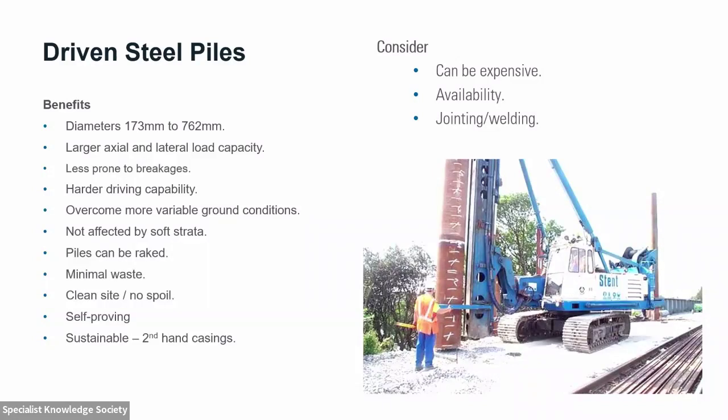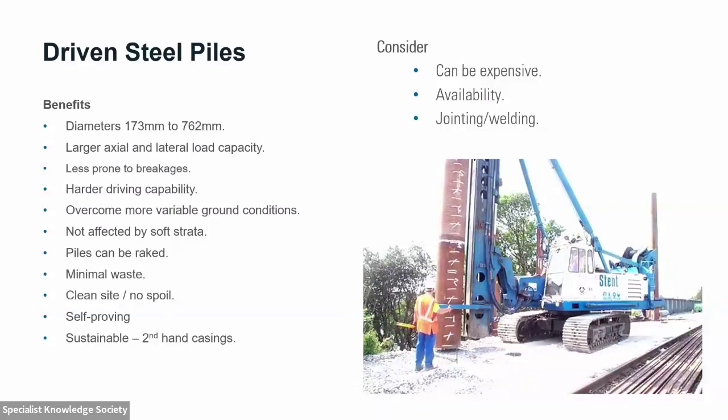So if you're wanting to get a higher load capacity out of your driven pile, you want to be moving to a steel pile rather than a concrete pile. And they're also less prone to breakages. I didn't mention for the precast piles, but precast piles are an issue if you hit obstructions or you hit some hard ground. There is the possibility that the piles can break during the driving process, and then replacement piles have to be put in. Steel piles are much better than that. You can drive them a lot harder to get them into the right position. Again, I think the self-proving, no spoil are the big wins on steel tubes.